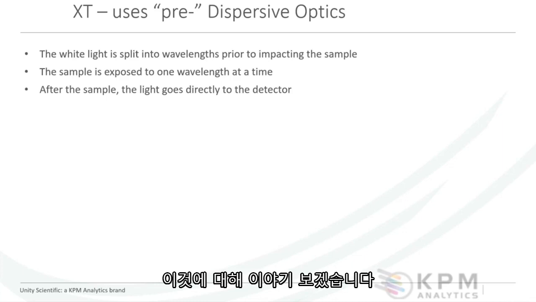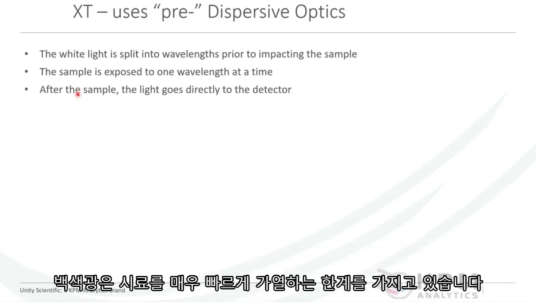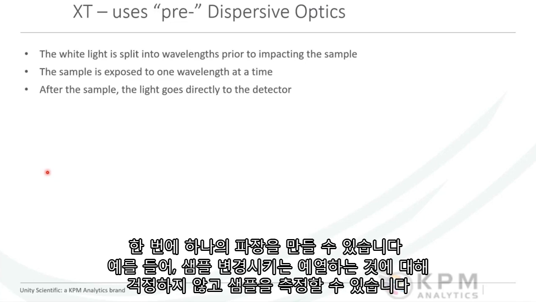As I discussed, the XT uses predispersive optics, so the white light is split prior to the sample. There are other technologies where you have white light impinging directly on the sample. You have to really limit the amount of time that the white light is on the sample because it very rapidly heats the sample and drives off moisture. In our technique, the samples are exposed to one wavelength segment at a time. That means, for example, we can make repeat measurements on our samples without worrying that we're warming up the sample or changing the moisture.